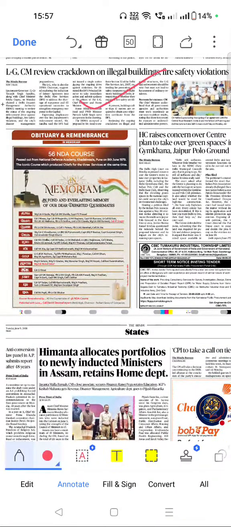Was this one? LGCM review crackdown on illegal buildings, fire safety violations. If you see the importance of this topic, urban governance is a major UPSC topic. Fire safety regulations frequently appear in governance discussion. Disaster management forms a part of GS3 syllabus and is a relevant example of urban risk reduction.